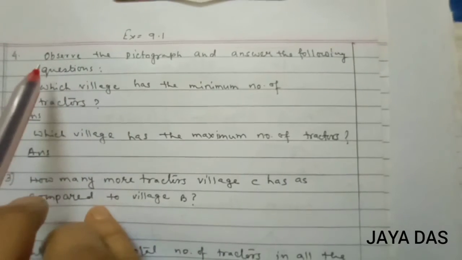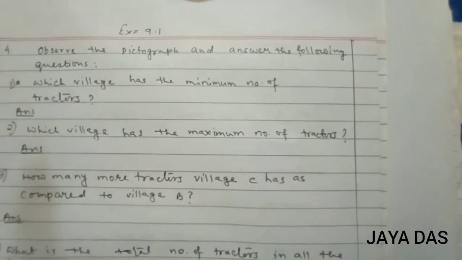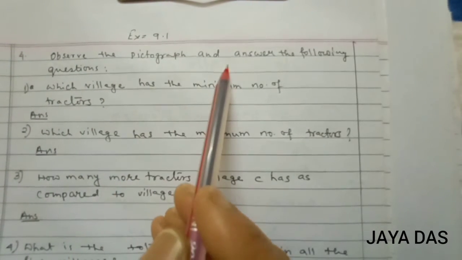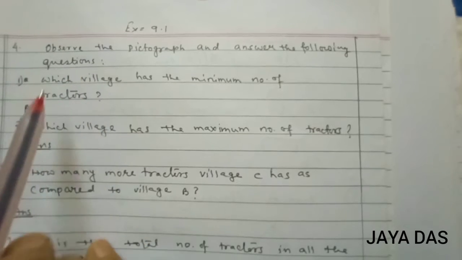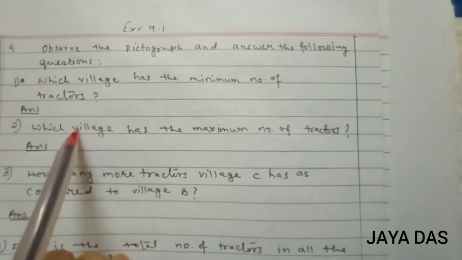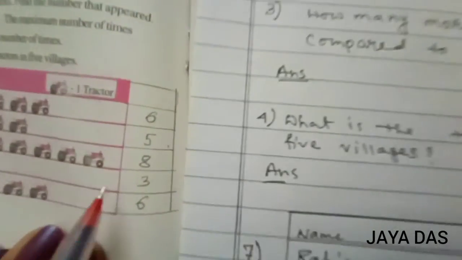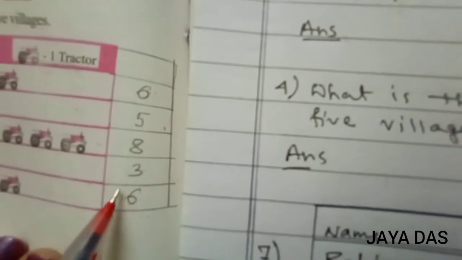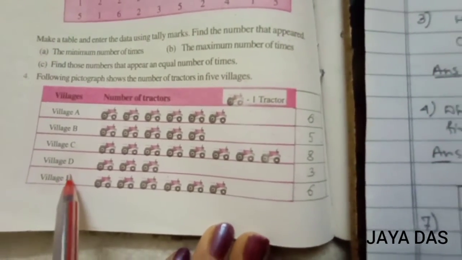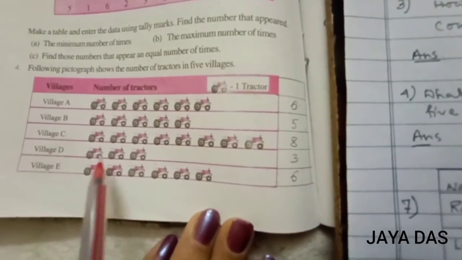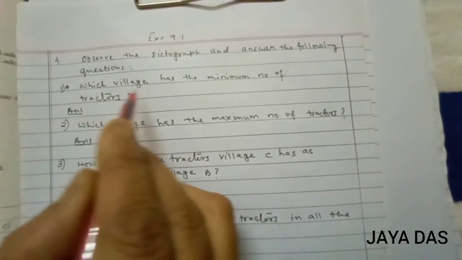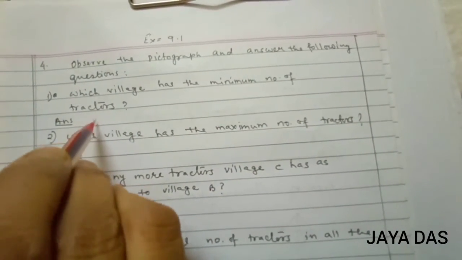Now see, I have written the question here. Which questions are given in your book for question number 4? Observe the pictograph and answer the following questions. Question number 1. Which village has the minimum number of tractors? You have already observed. See, 3 is the minimum number here, and it is village D. So which village has the minimum number of tractors? Village D. You have to write the answer here only.